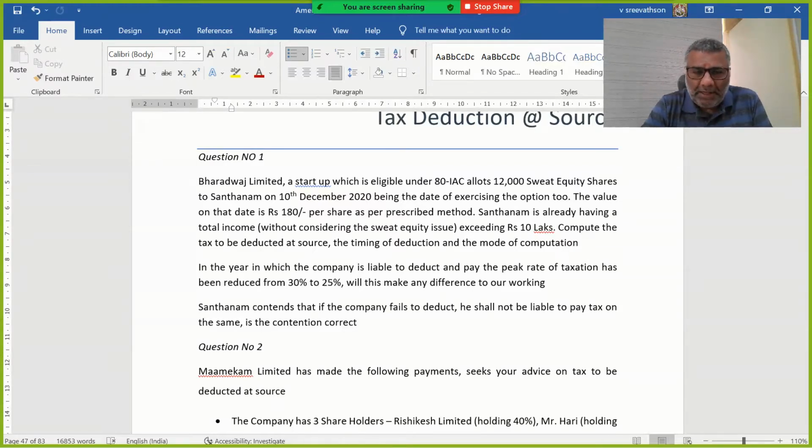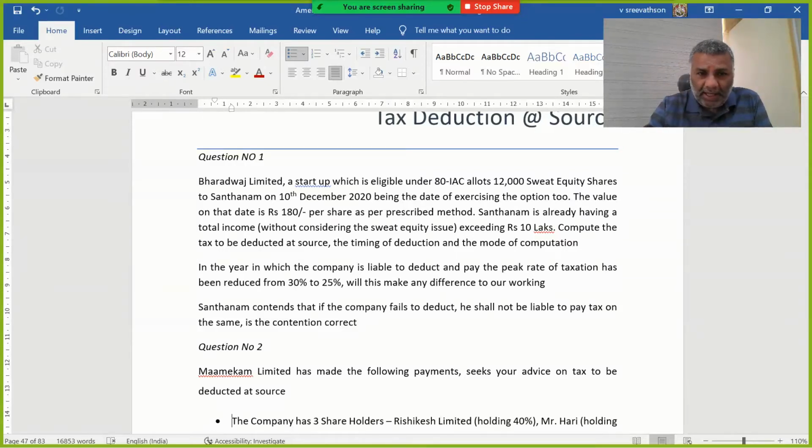Question number 1. Bharatwaj Limited, a startup which is eligible under 80 IAC, allots 12,000 equity shares to Santanam on 10th December 2020, being the date of exercising the option. The value on that date is 180 as per the prescribed method. Santanam already has a total income, without considering sweat equity shares, exceeding 10 lakhs. Compute the tax to be deducted at source, the timing of deduction and the mode of computation.